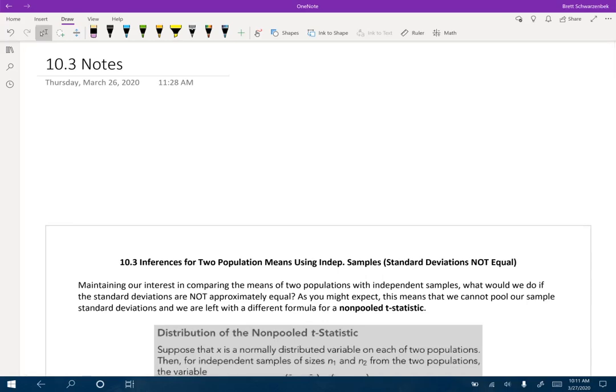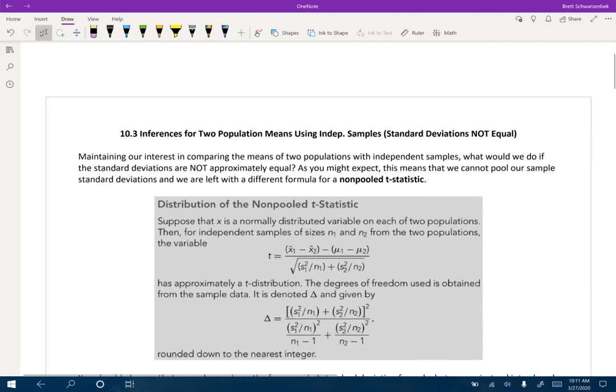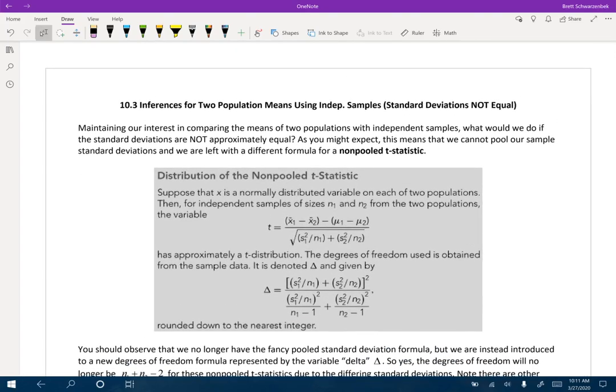Okay, this is the 10-3 notes for statistics honors. If you look at what we talked about in section 10.2, we basically were estimating the difference between two population means when standard deviations were equal, or in other words, approximately equal. So this section goes in the other direction and talks about when the standard deviations are not equal.